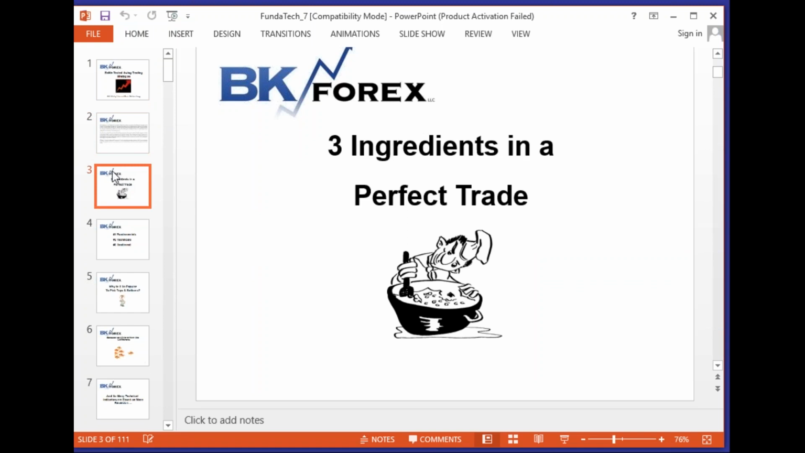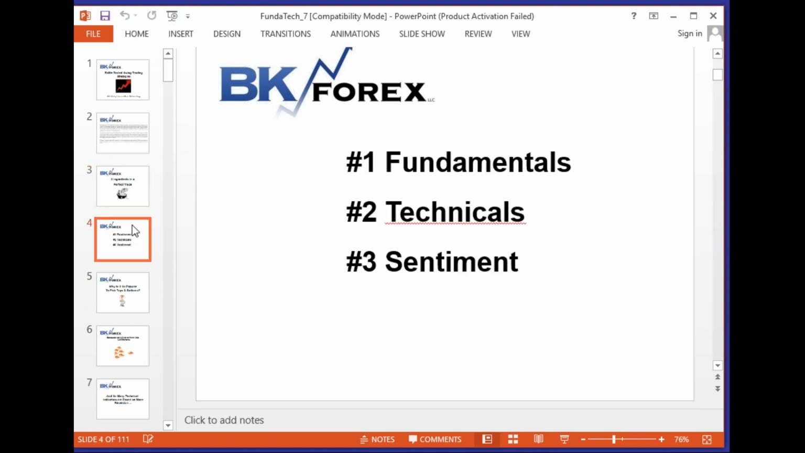I believe I previously mentioned that we believe there are three ingredients for the quote-unquote perfect trade. The first one is fundamentals, which we've talked about. The second one is technicals, and the third one is sentiment. Now, this session is focused on number 2, which is technicals.